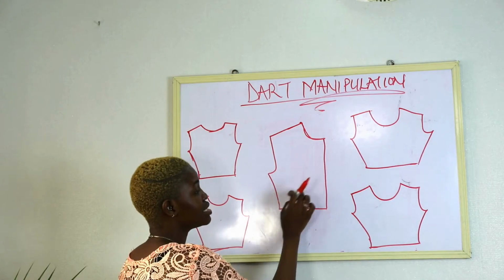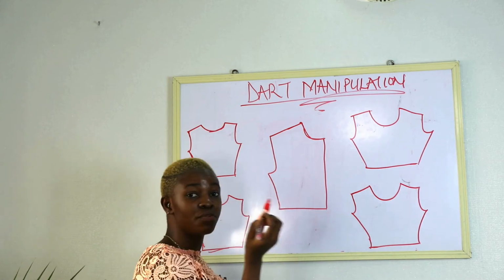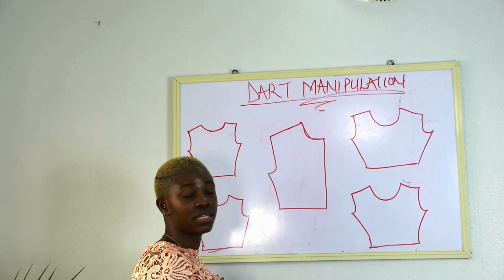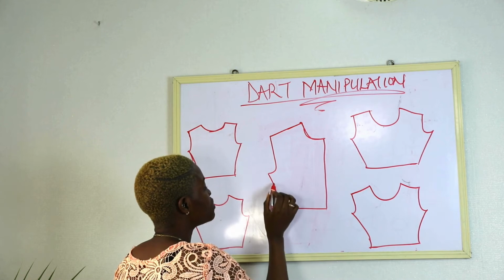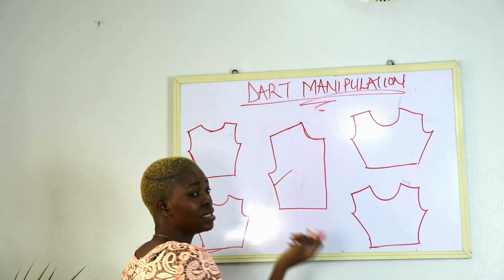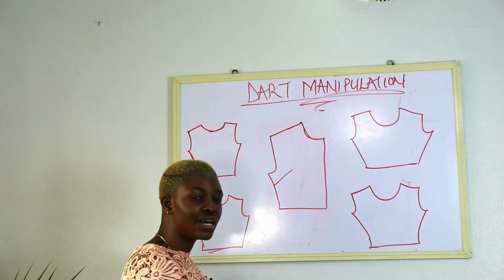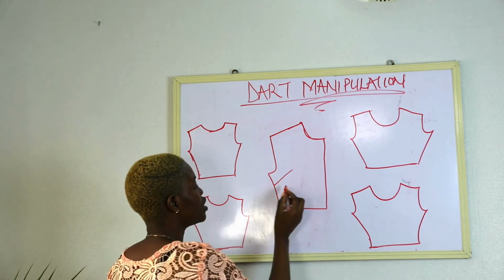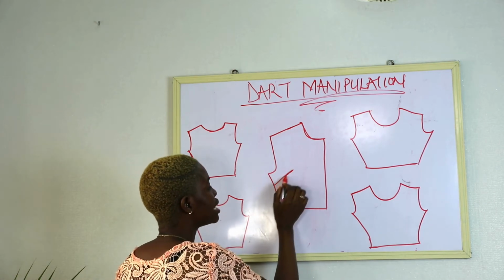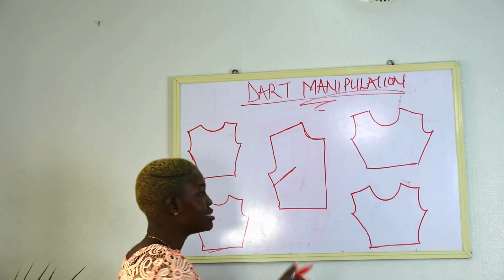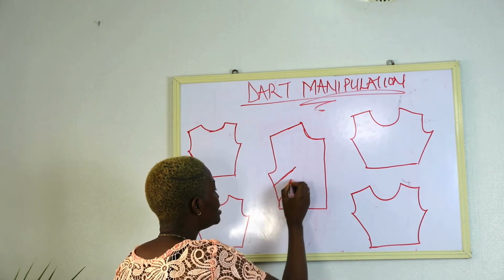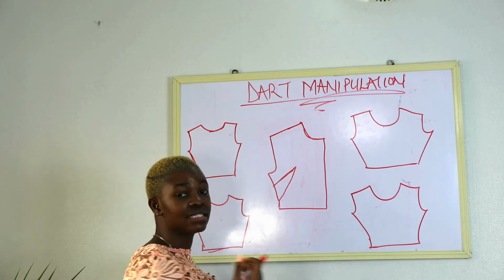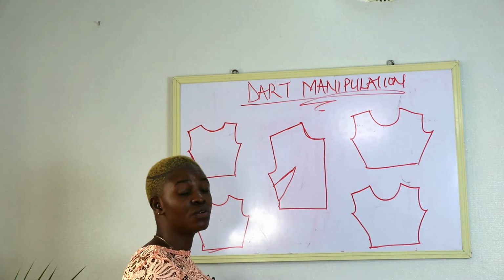I'm just going to use this half scale to explain to you different positions where you can place your dart. So let's say I want to place my dart on this side, which is called the bust dart or French dart or side dart. So you can place your dart to be on the side like this. I can also place my dart to come from the lower side area like this, and that is still called a side dart or a French dart.